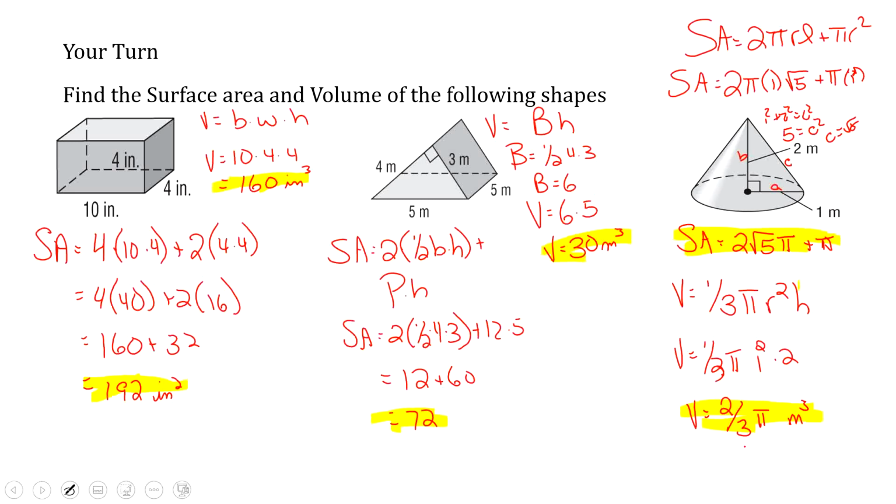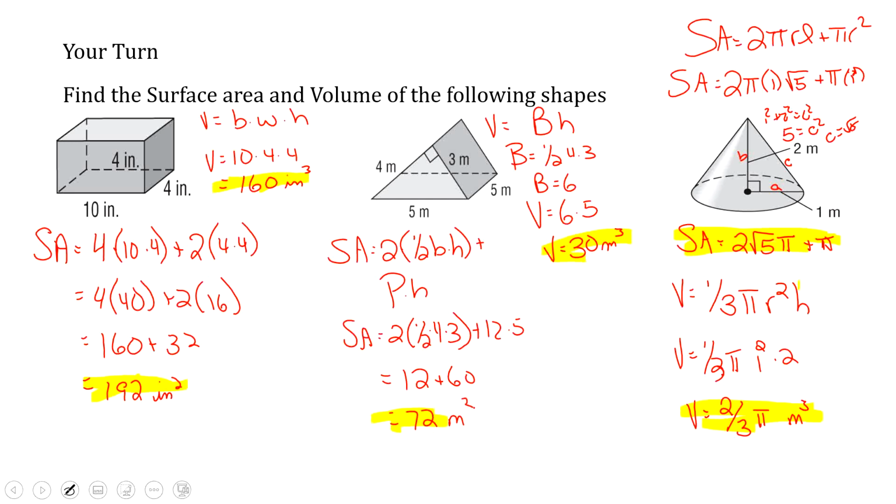The surface area of the cube is 192 inches. The volume is 160 inches cubed. Everything's highlighted. Volume of the triangular prism is 30 meters cubed. The surface area is 72 meters squared.